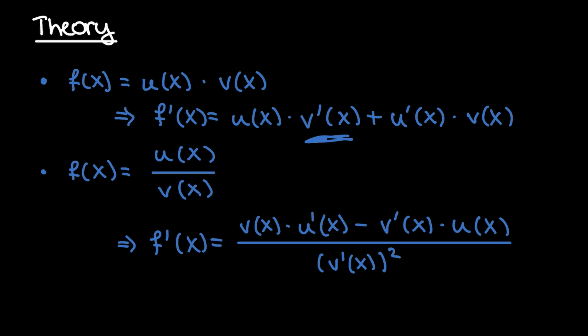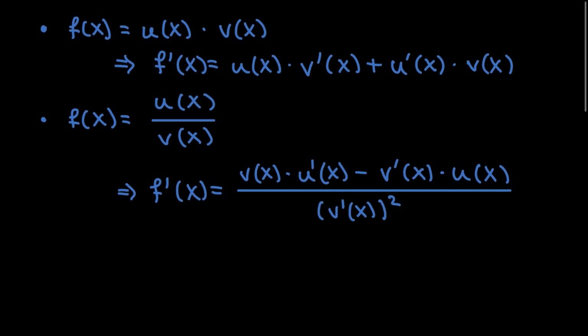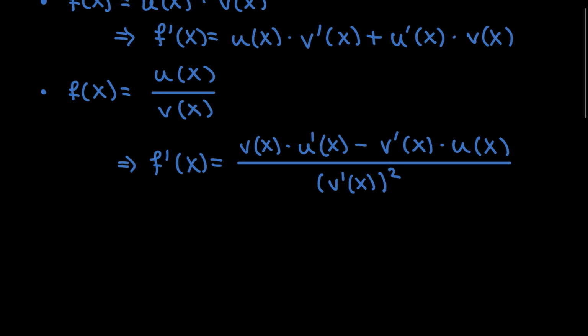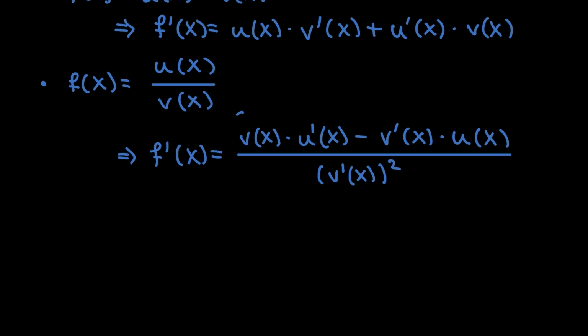So you might have to compute these two derivatives either in your head or do a small calculation before actually applying the product rule. Now, as for the quotient rule, it's a bit more complicated. On the numerator we have something similar to the product rule, but with a minus sign, so don't forget that.